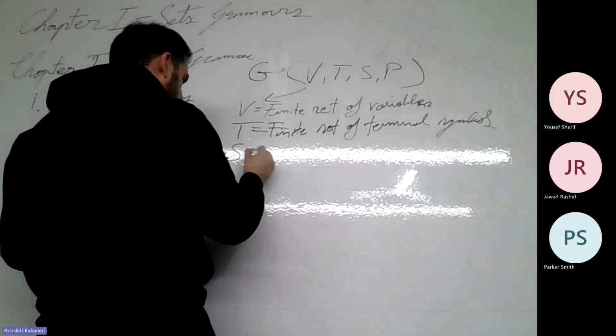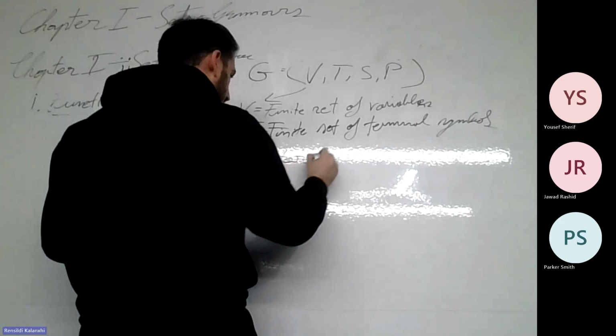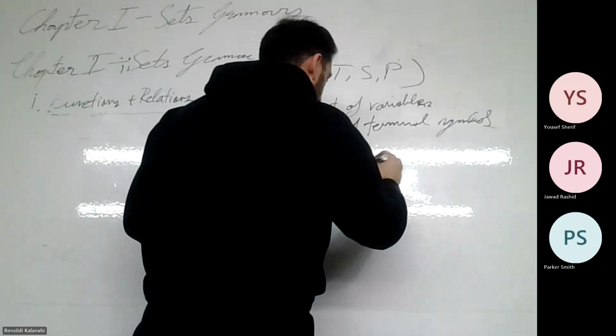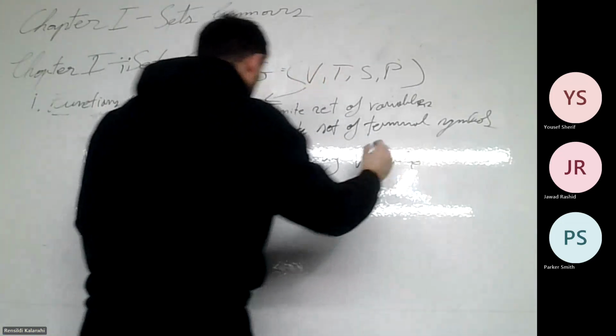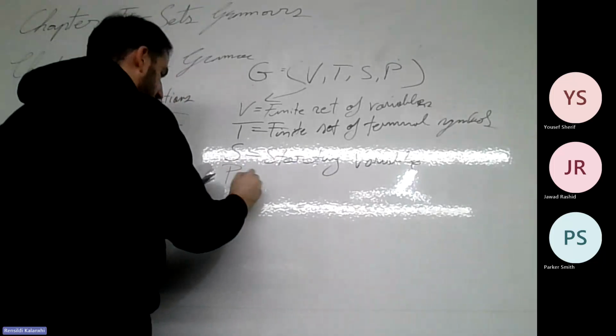The S is the starting variable. And P is the production.